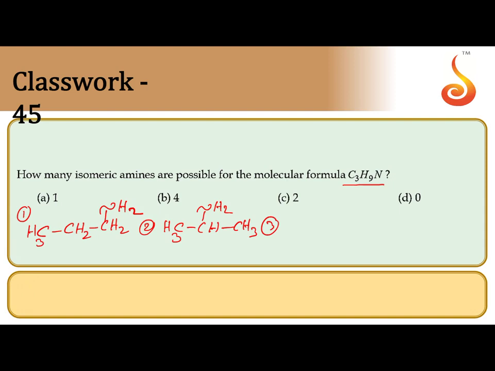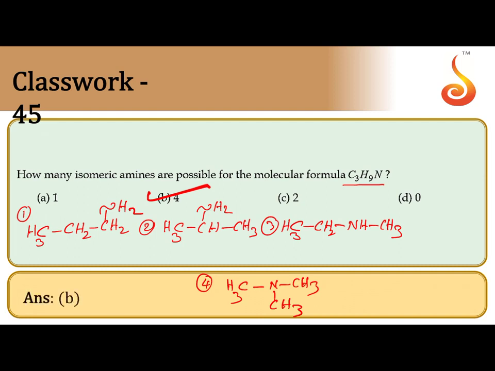Now you make it 2 degree amine, CH3CH2NHCH3, and you make it 3 degree amine, attach 3 methyl groups to the same nitrogen, 3 degree amine. So 2 are 1 degree amines, 1 is 2 degree amine, 1 is 3 degree amine. Total number of isomers 4 with the formula C3H9N.